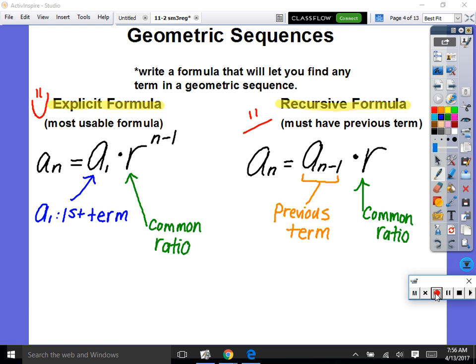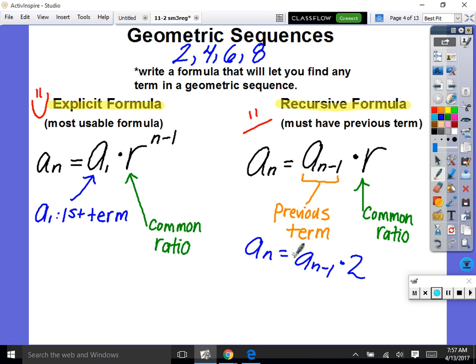So anyways, a sub n is equal to a sub n minus 1. Now remember what that really means. If I ever see a sub n minus 1, it literally just means the previous term. You take the previous term and you times it by the common ratio. So if I had 2, 4, 6, 8, my recursive formula would be a sub n minus 1, and then we're timesing by 2. That's how easy that is. You take the previous term and multiply it by 2. That would be our general formula here.